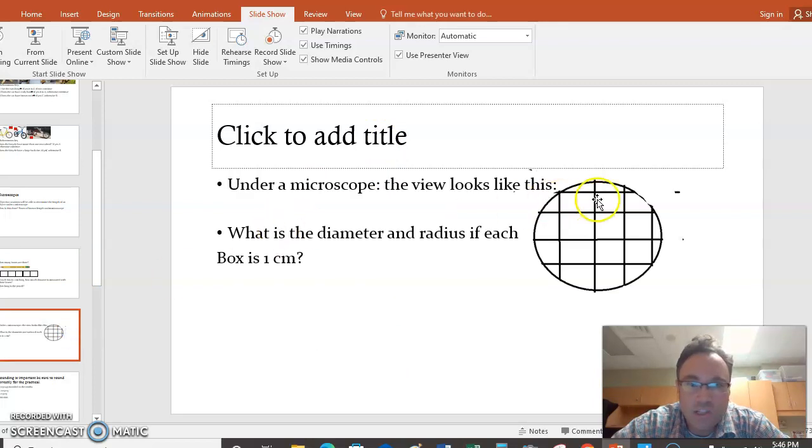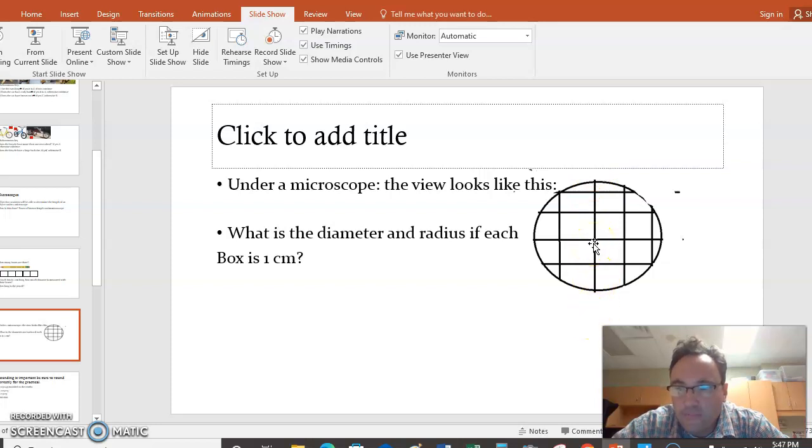This is what it might actually look like under a microscope. The important thing to note here is the diameter and radius. The diameter is up and down or left and right. Recall that the diameter goes the whole way across. The diameter of a circle is the whole way across the circle. On the other hand, the radius is halfway.